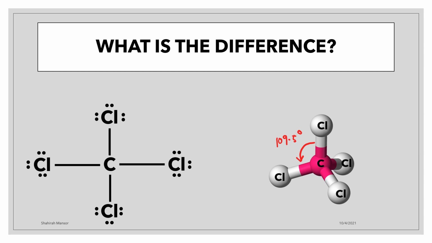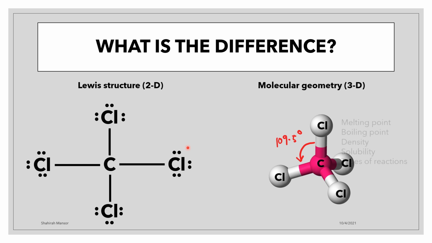These are the different representations of the CCl4 molecule. Can you spot the difference between these two structures? The structure on the left is called the Lewis structure, which is drawn in the form of a 2D structure, and the structure on the right is called molecular geometry, which is in 3D form. In molecular geometry, we can identify the bond angle between the bonds. Meanwhile, in the Lewis structure, we are unable to identify the bond angle between the bonds.